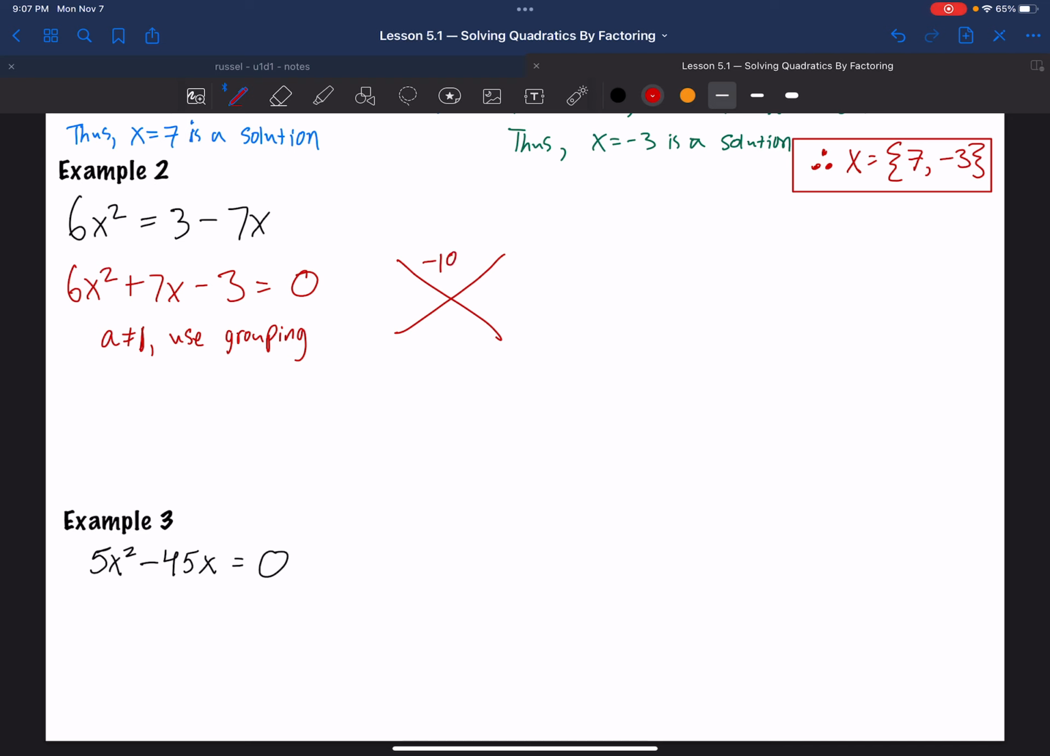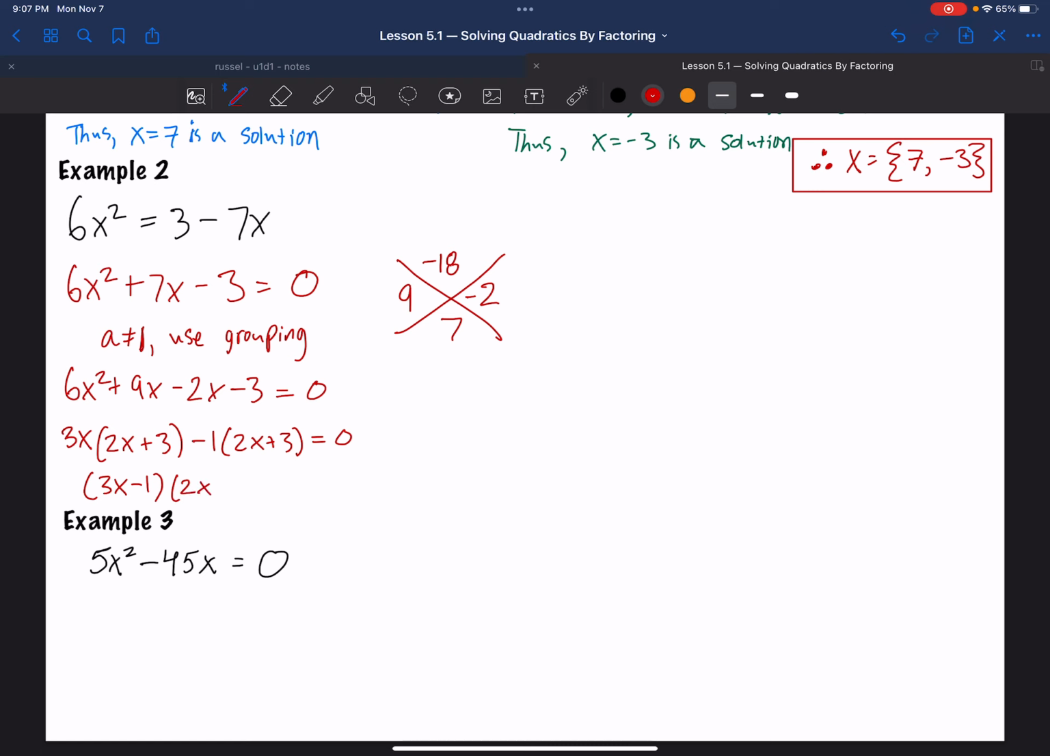6 times -3 is negative 18. 7 down below. And I think 9 and 2, where 2 is negative, multiplies to get negative 18, adds to get 7. So if I use grouping, I get 6x squared plus 9x minus 2x minus 3 equals 0. This then factors as 3x times 2x plus 3 minus 1 times 2x plus 3 equals 0, which now factors as 3x minus 1 and 2x plus 3 equal to 0.